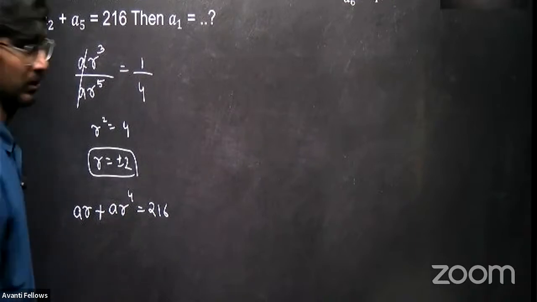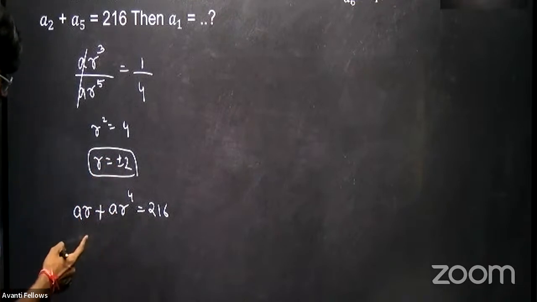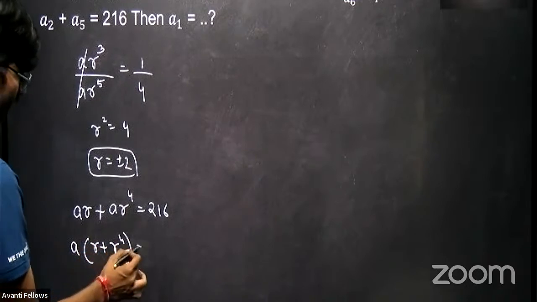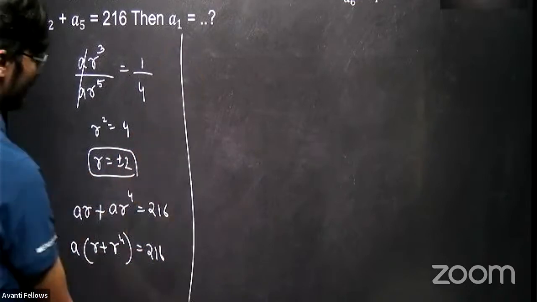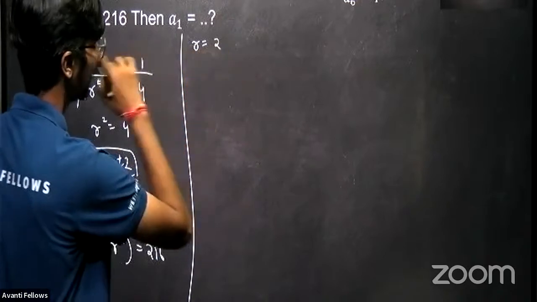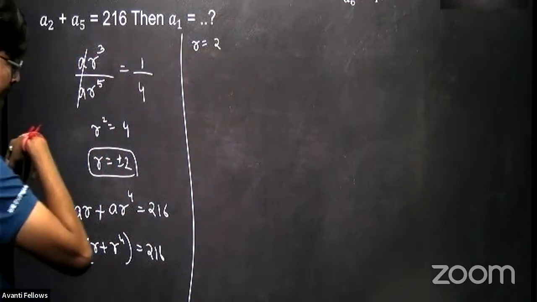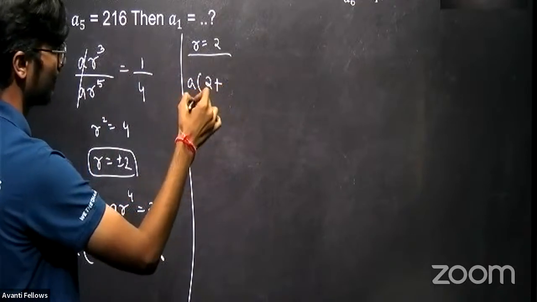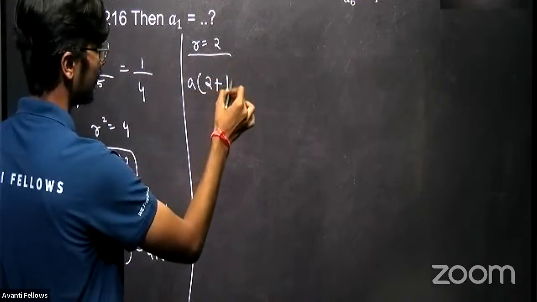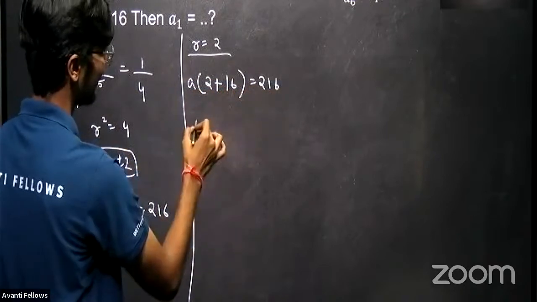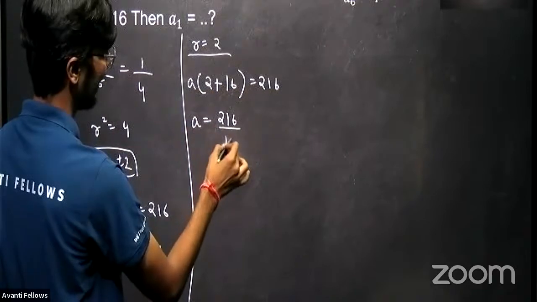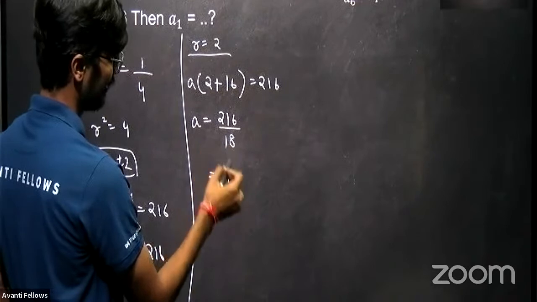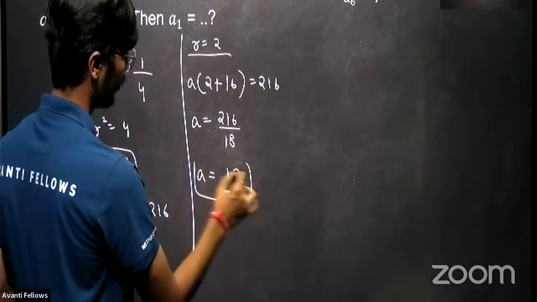A2, right? Yes, put in the value of R. So I can say A into R plus R to the power 4 equals 216. So let's say if R equals 2, I'll get A into 2 plus 16 equals 216. That means A is 216 upon 18. 18 ones are 18, 18 twos are... So A is basically 12.